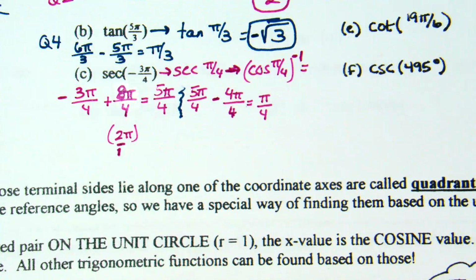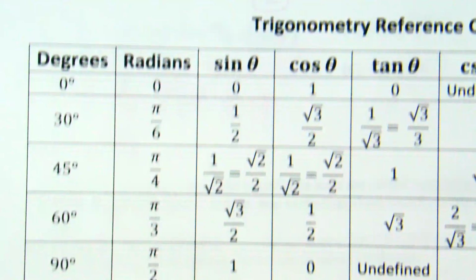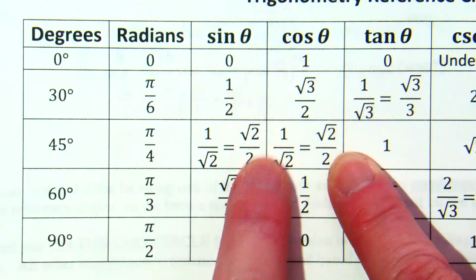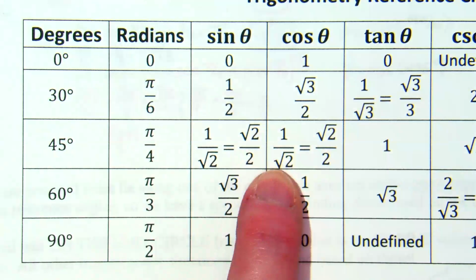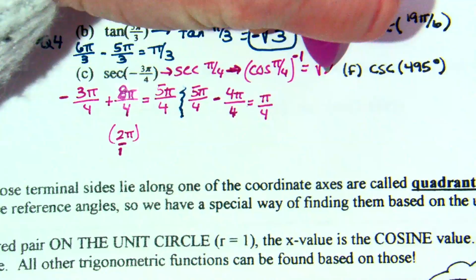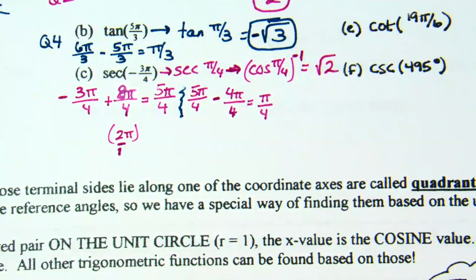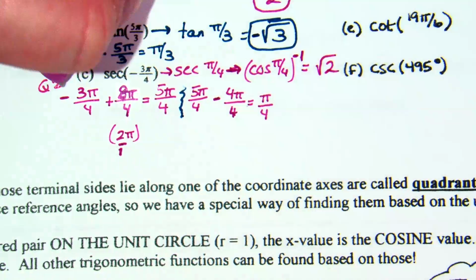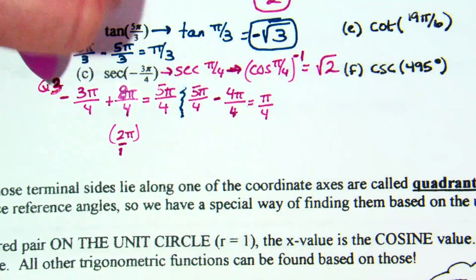So cosine of pi over 4. What is cosine of pi over 4 on the chart? Okay. Square root of 2 over 2, or 1 over square root of 2, right? Cosine of pi over 4, you can think of it as either one. But since we need the reciprocal, which one should I think of it as? 1 over square root of 2, and then the reciprocal of 1 over square root of 2 is square root of 2.